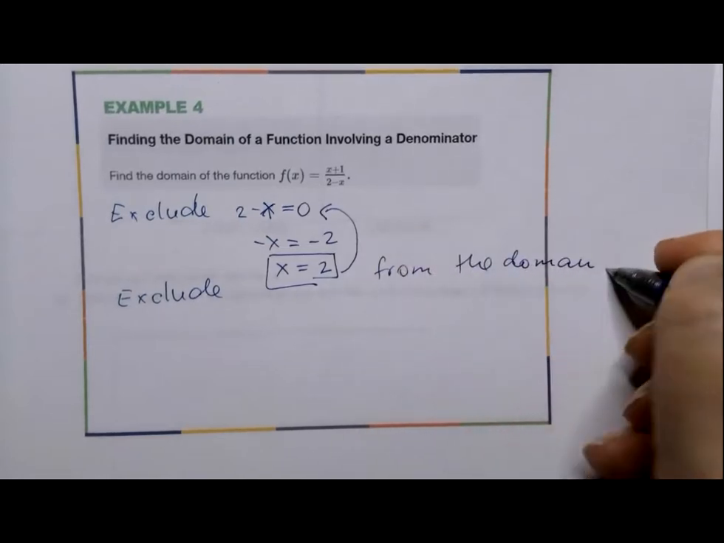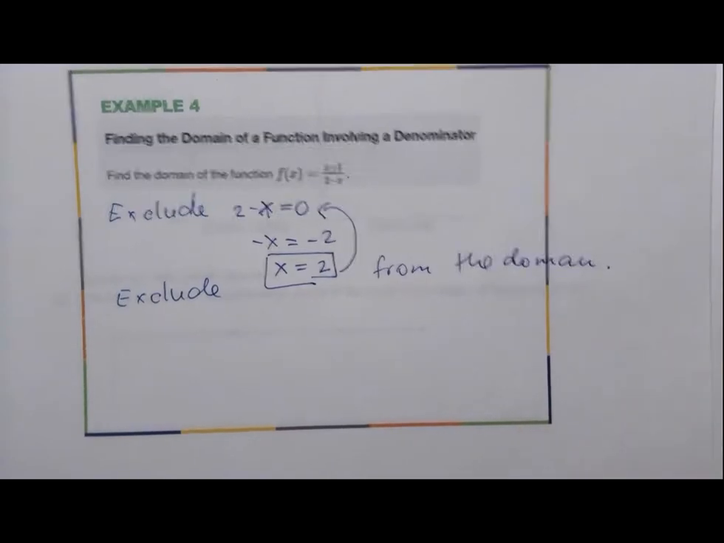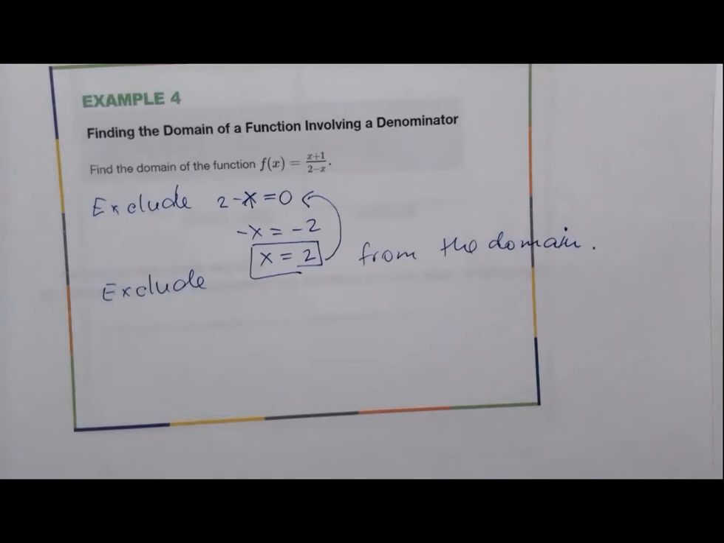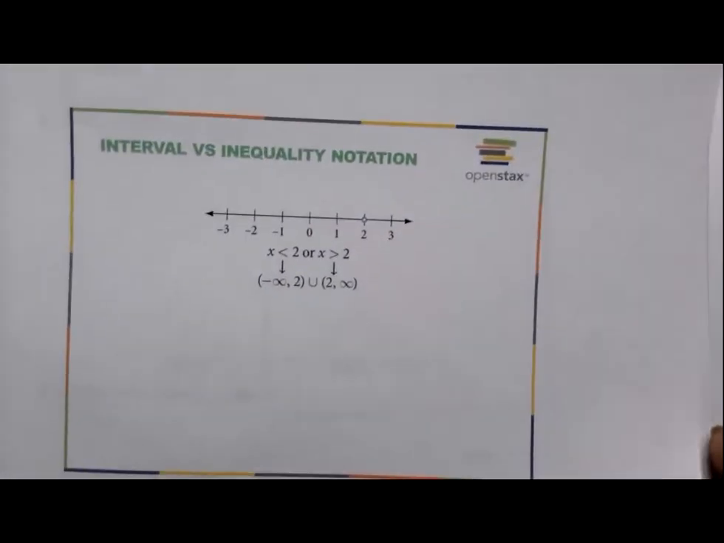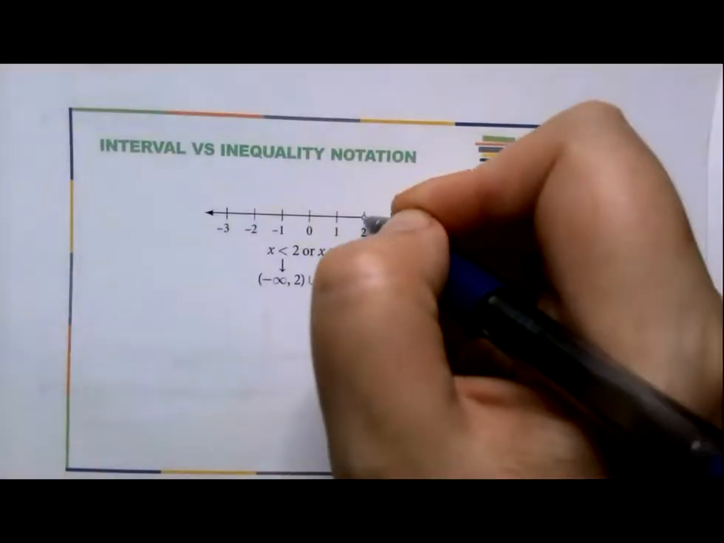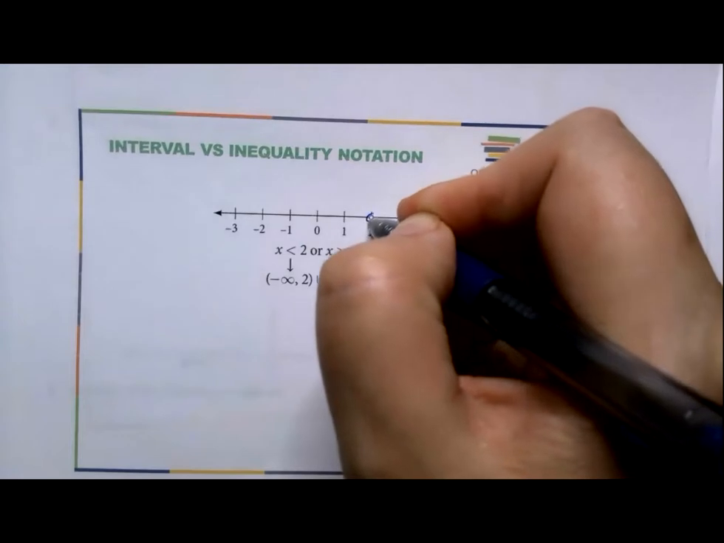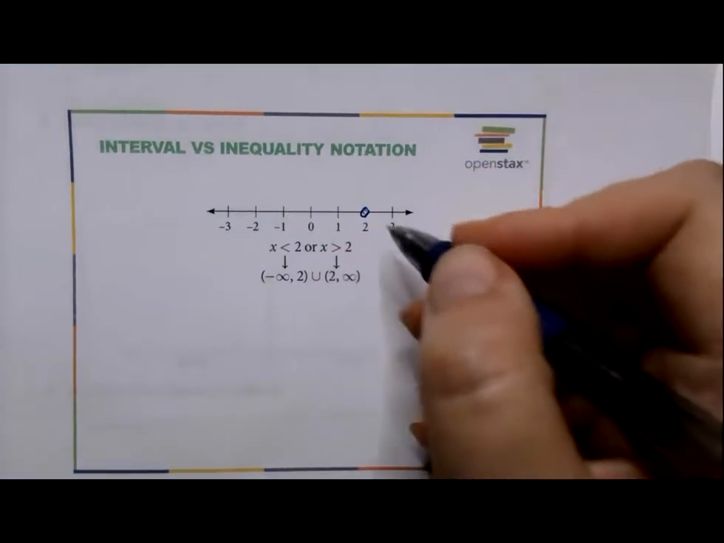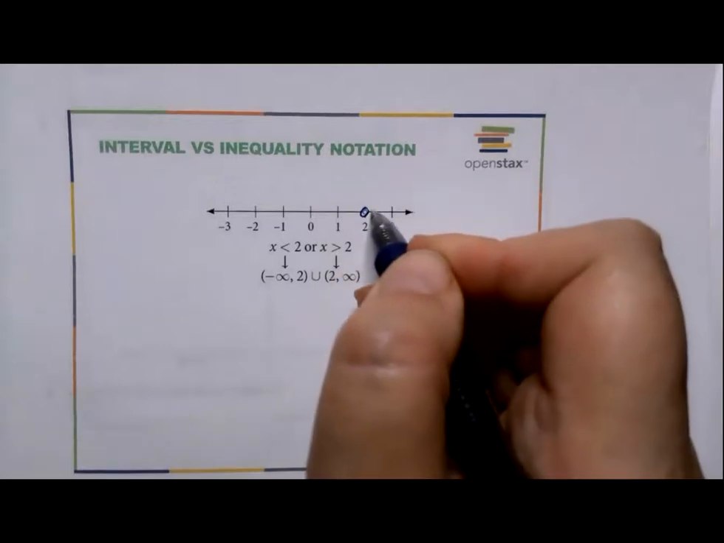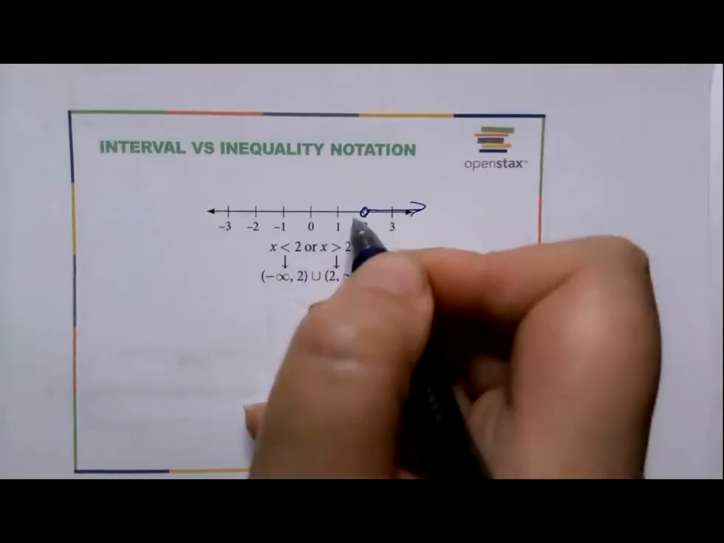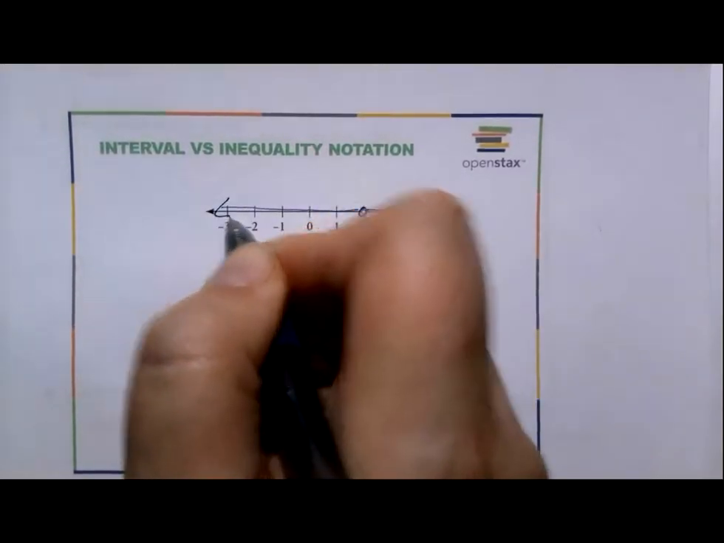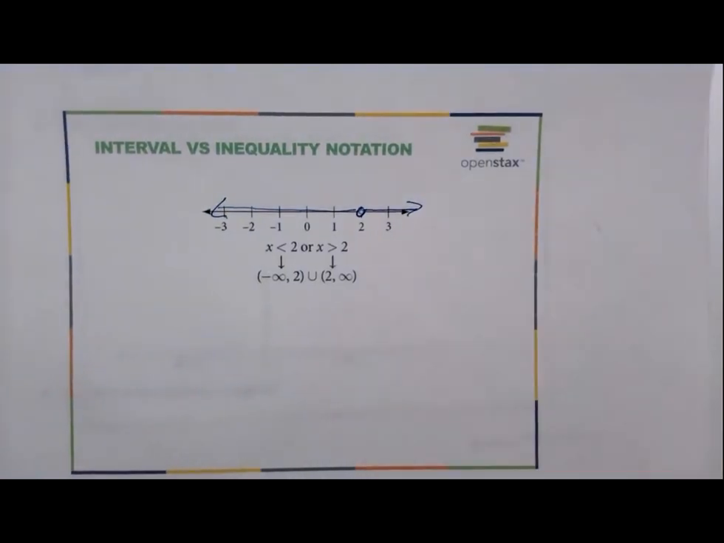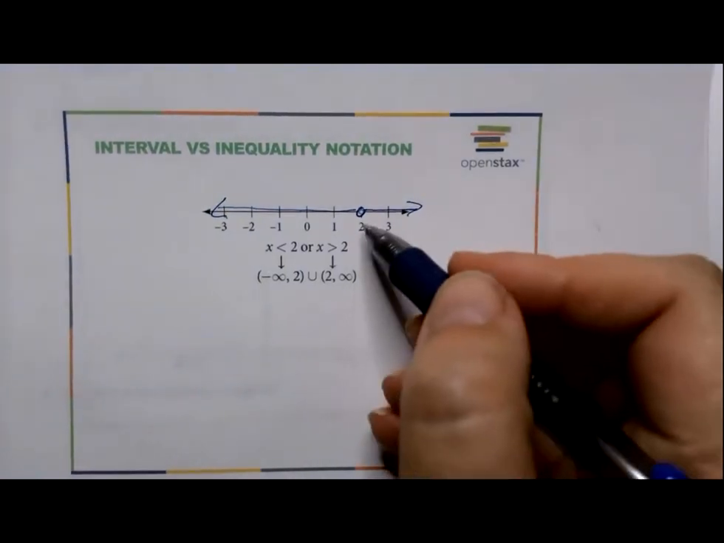Okay, so what does it look like? Here's our number line, here's our 2, and we have an open circle by 2, meaning that we're taking it out. Now, everything else to the right of 2 and to the left of 2 works as an x value, but not 2. So how do we write it?